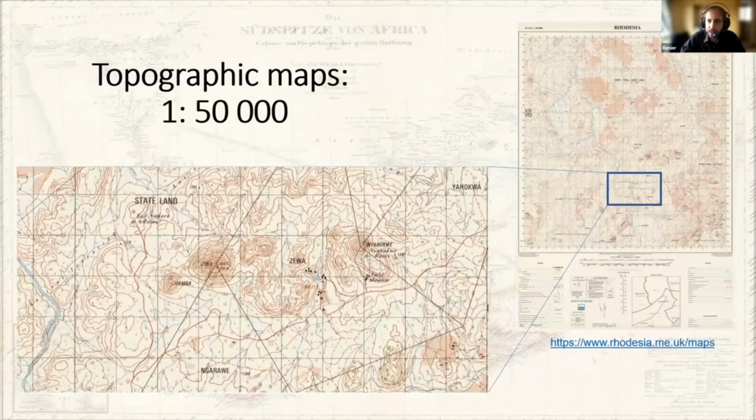So the next series that we use is the 1 to 50,000, which is a lot more detailed. And again, you get similar information like the location of sites. But as you can see in this specific one, sometimes on the 1 to 50,000, you get more information than you would on the 1 to 250,000. In this case, this one indicates 2 more ruins.